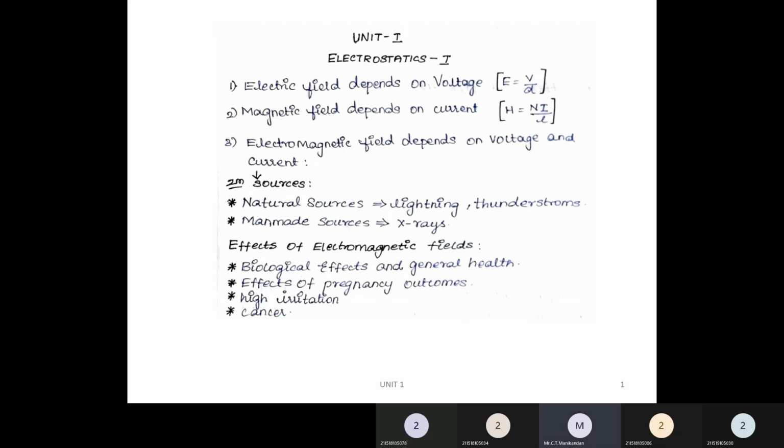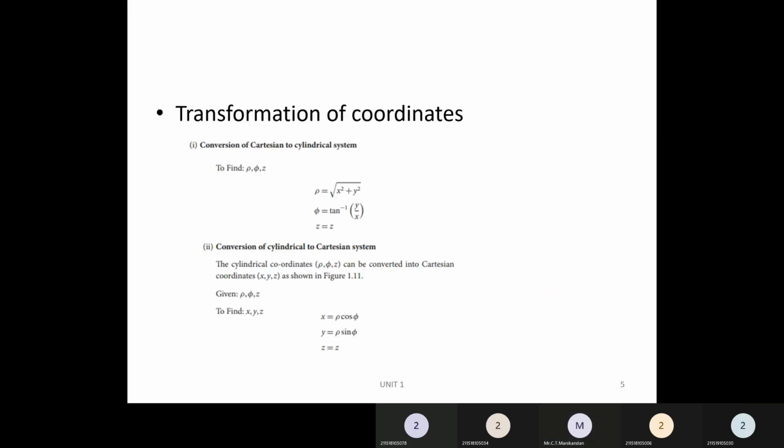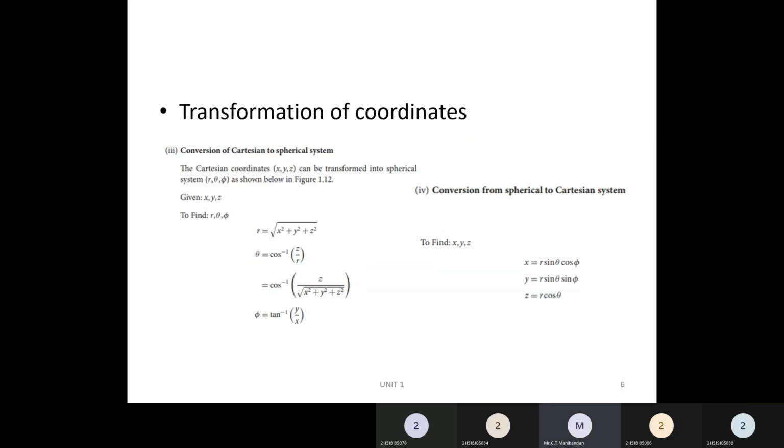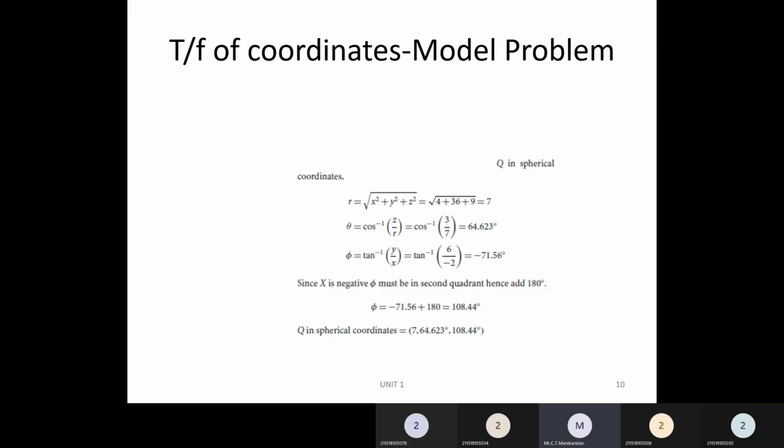These are the things we have seen in the last session about the different coordinate systems. Then we have seen the transformation of coordinates in electromagnetic fields. Later on, we entered into three important topics: gradient, divergence, and curl for different coordinate systems. So that we have taken in the last session.